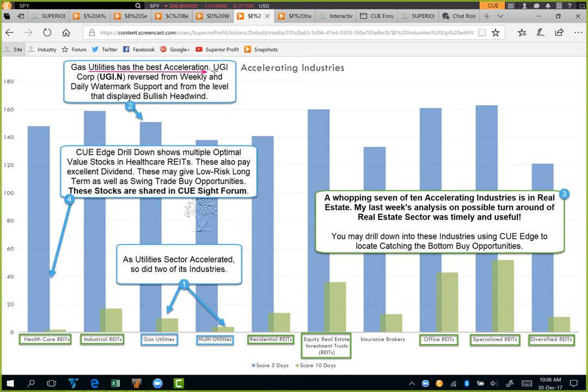Gas utilities has the best acceleration within the utility sector. And this stock, UGI Corp, UGI is the ticker symbol, reversed from weekly and daily watermark support and from the level that displayed bullish headwind earlier. Using the strength of the utilities sector and this specific industry, you could already take a profitable long trade in UGI. Let's have a look at this stock.